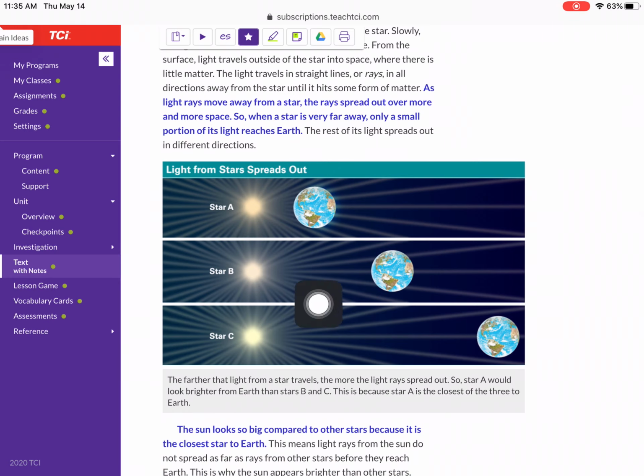So notice these images here. This is kind of what it looks like if somebody is shining a flashlight at you, right? You see the rays come out in all directions, and then you see the most concentrated coming from the center. Same thing with the stars.